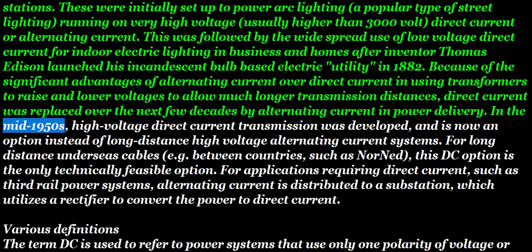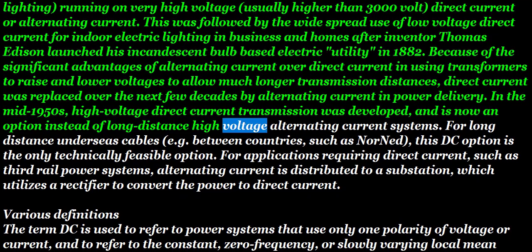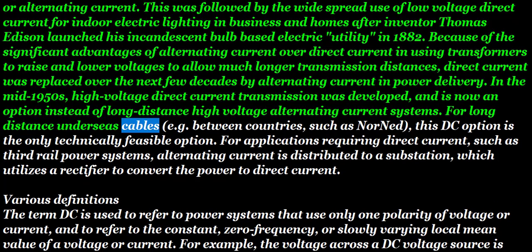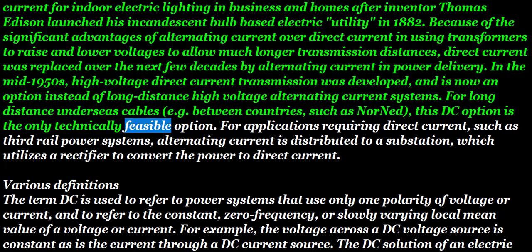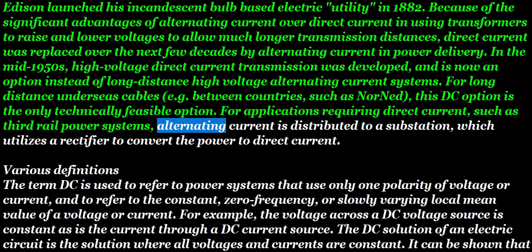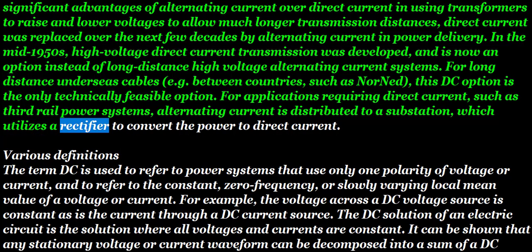In the mid-1950s, high-voltage direct current transmission was developed, and is now an option instead of long-distance high-voltage alternating current systems. For long-distance undersea cables, e.g. between countries, such as NorNed, this DC option is the only technically feasible option. For applications requiring direct current, such as third-rail power systems, alternating current is distributed to a substation, which utilizes a rectifier to convert the power to direct current.